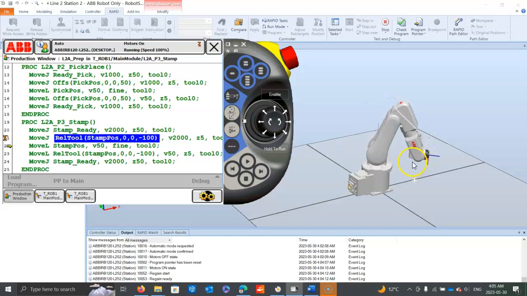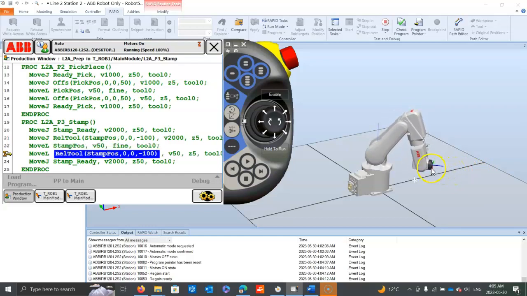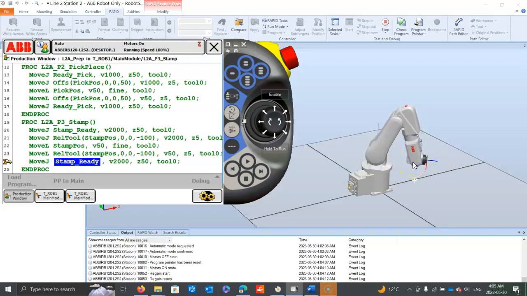The part will be moved horizontally using linear motion to the actual position, and the robot is moving back to a safe distance, after which the stamping process will be done over here.